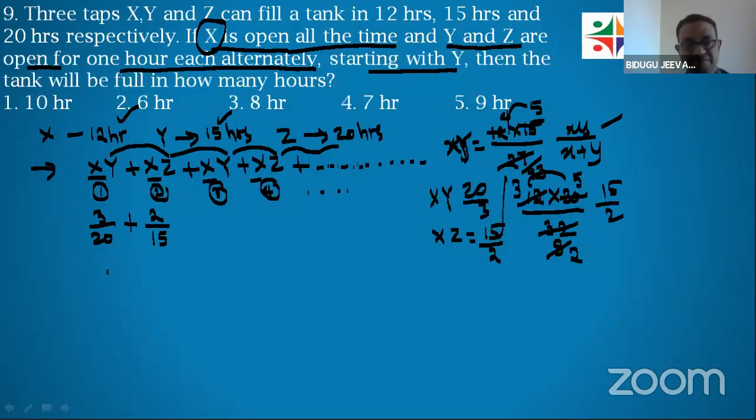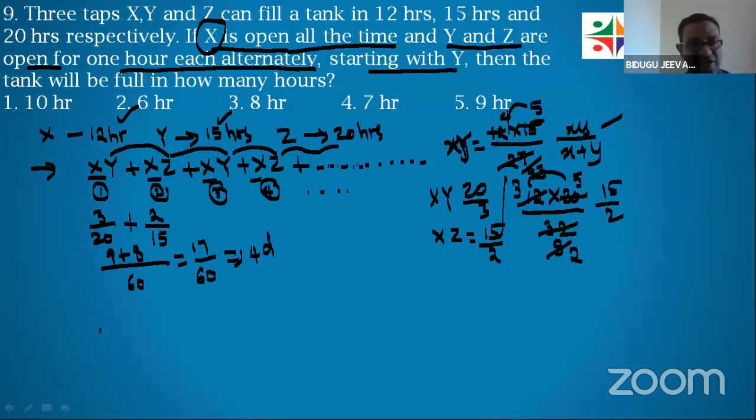Following my point? XZ: 12 into 20 by 32, 4 eights, 4 threes, 4 twos, 4 fives, 15 by 2. Let me take the LCM of this. What is the LCM? 60. Right. 9 plus 8, 17 by 60. How many hours do I have to work? 1 hour each. So this is for how many days? 4 days.